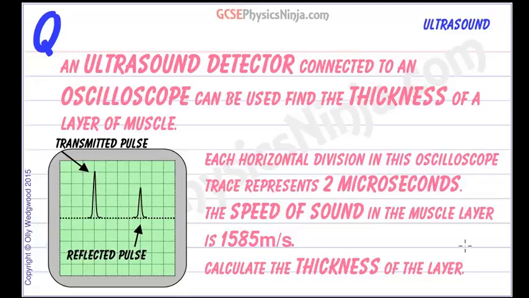An ultrasound detector connected to an oscilloscope can be used to find the thickness of a layer of muscle. Now here is the oscilloscope screen, and we've sent out a transmitted pulse. This is the first pulse here, and we've received a reflected pulse a little time later.